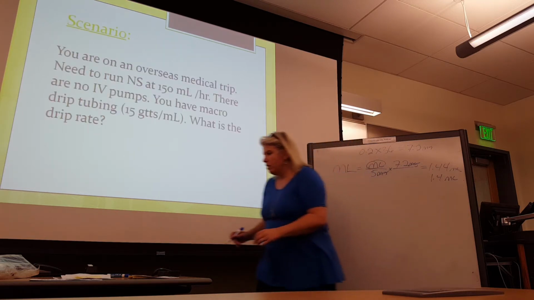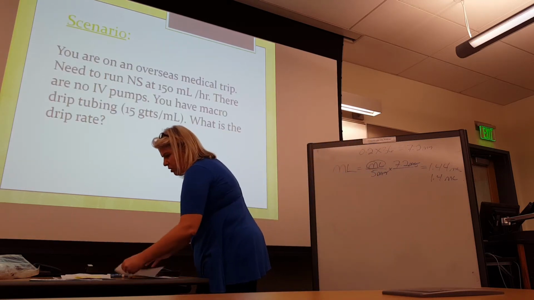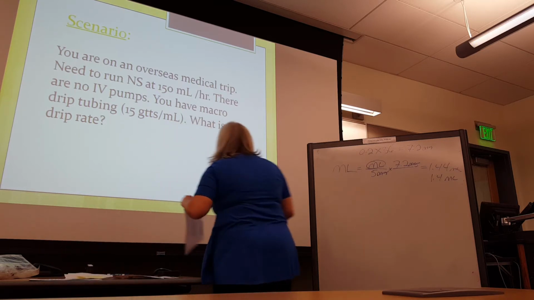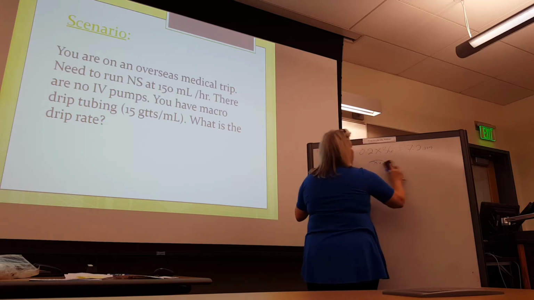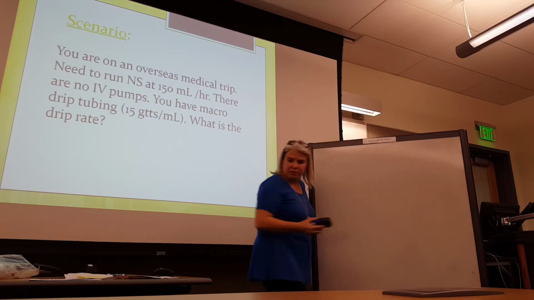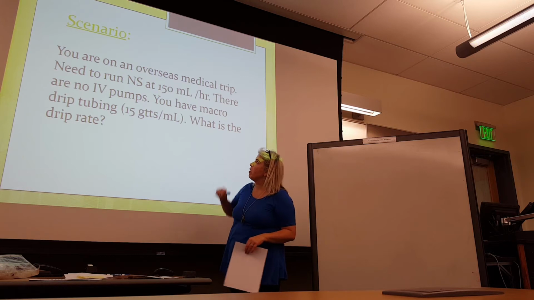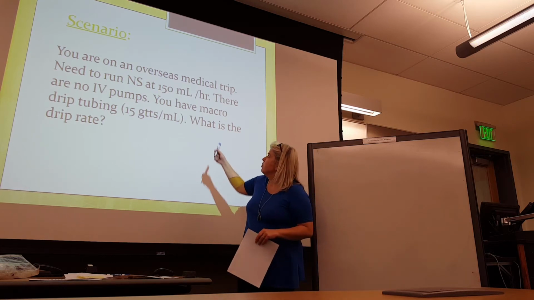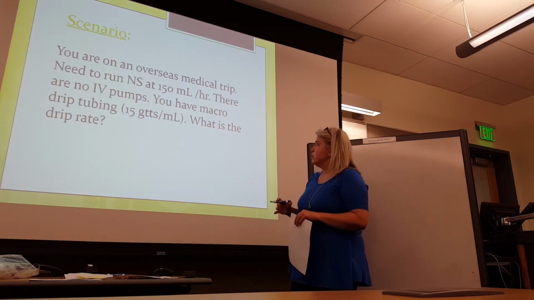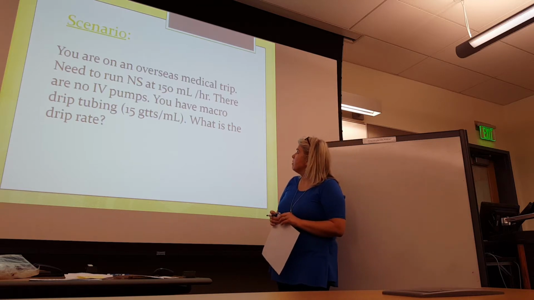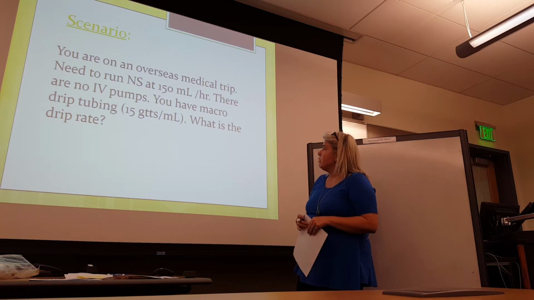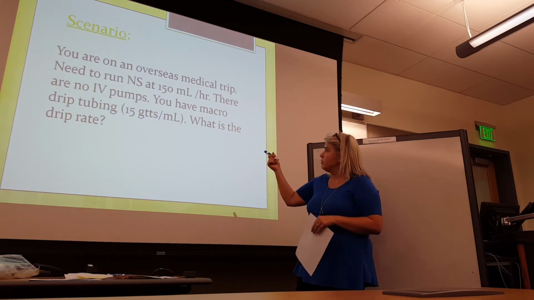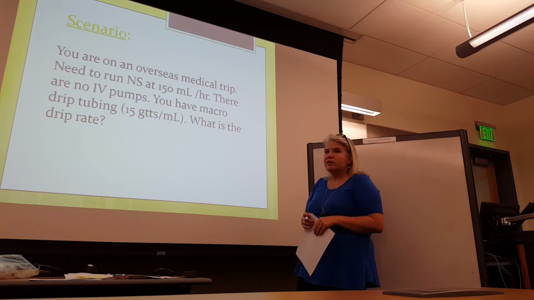So let's say you're on an overseas trip. You might remember this problem from third quarter when we were doing the IV skills lab and I was going over math. This is one of the problems I did with you guys. So you're on an overseas medical trip, you need to run normal saline at 150 milliliters per hour, but you don't have any pumps available. So there are no IV pumps. You have macro drip tubing, which is 15 drops per mil, the drop factor for the tubing. What is the drip rate?